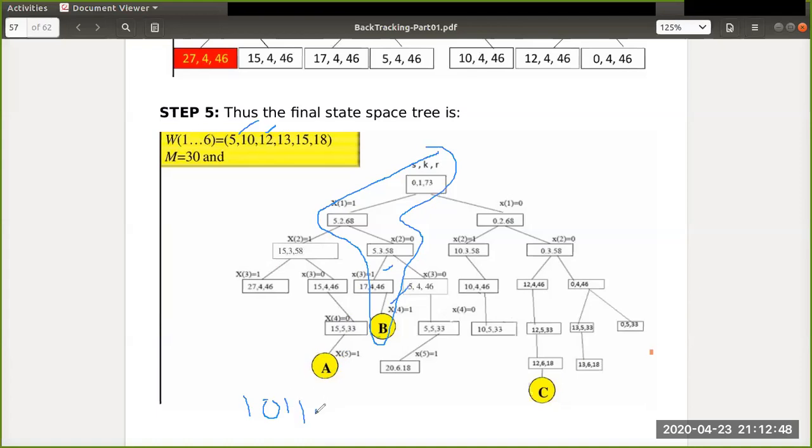So the remaining fifth and sixth item weights are 0, 0 only. So that means the fourth item. Yes, see here. So what is the answer? 5 plus 12 plus 13. 12 plus 13 is 25, plus 5 is 30. So that's why the B answer is. I'll write it.